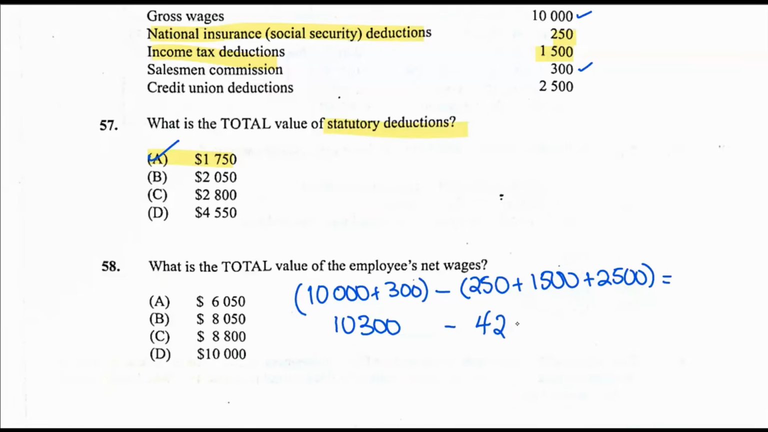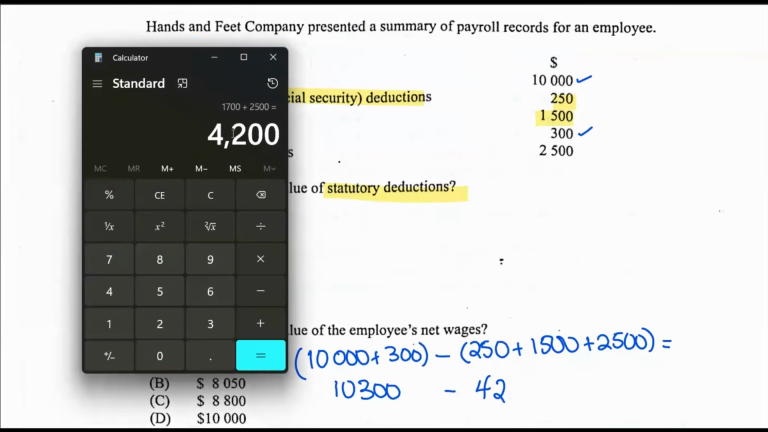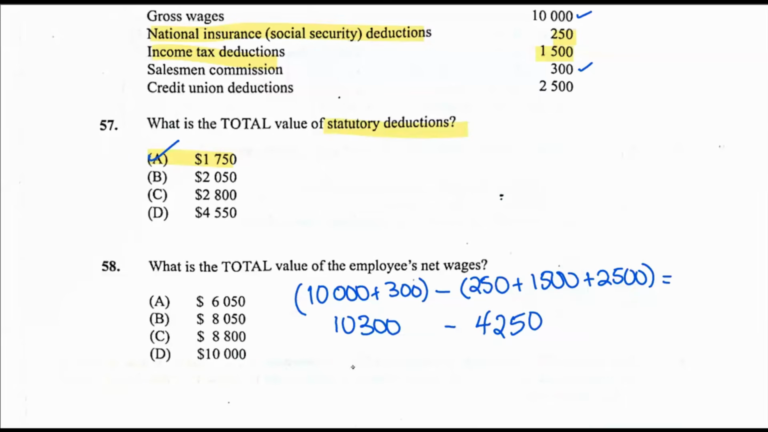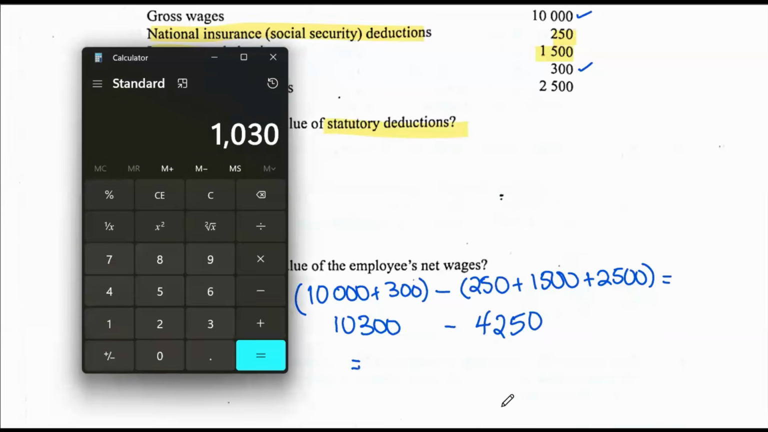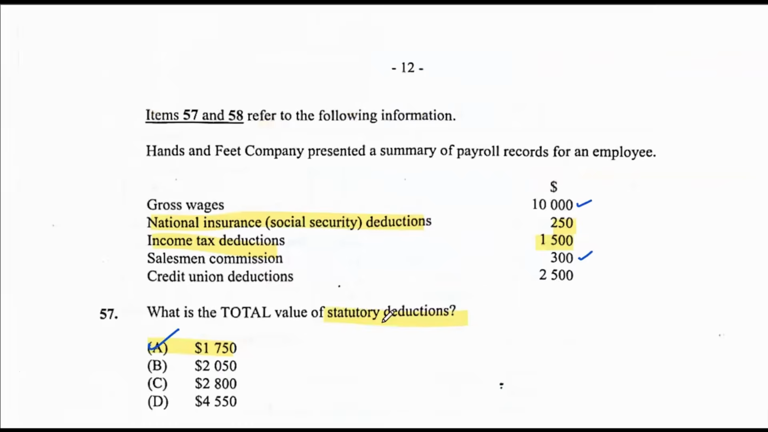Am I getting some good calculations here? Let's see. Oh, I messed up something in the calculation. Let's see. Alright, so there's 1,750 plus 2,500, which is 4,250, right? So 4,250. And that will give us the net wage, which would have been $6,050. Great job. Alright guys, awesome stuff.